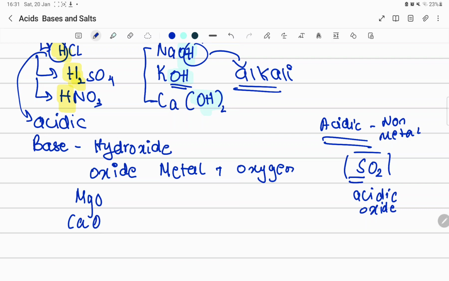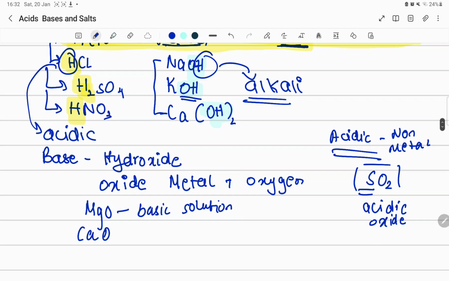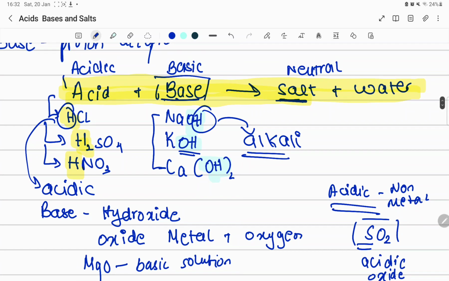When you dissolve a metal oxide in water, you are going to get a basic solution, for example magnesium hydroxide. And when you dissolve an acidic oxide in water, you're going to get an acidic solution. So those are your oxides. You have 2 oxides: a basic oxide and an acidic oxide. A basic oxide comes under the term of being a base. A basic oxide is metal with oxygen, and an acidic oxide is a non-metal with oxygen.